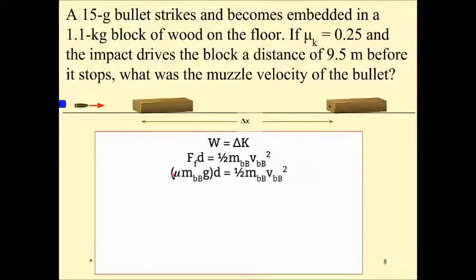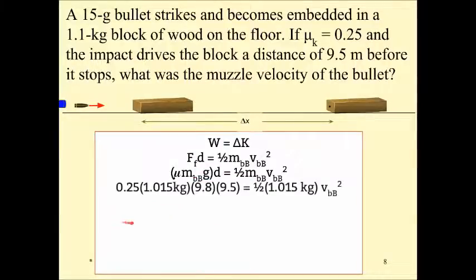So the formula for that is going to be mu mg, with m the mass of the bullet and the block, times the distance that it travels, and that's going to be equal to the kinetic energy it has when it starts sliding, which is 1/2 the mass of the bullet and the block times the velocity of the bullet and the block squared. Okay, so we have the work and the energy. Now you'll notice that the mass of the bullet and block is on both sides as a factor, so we could actually cancel those out right now.